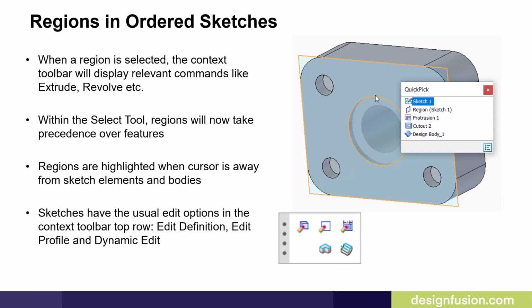When a region is selected, the context toolbar will display relevant commands like extrude and revolve. The typical edit definition, edit profile, and dynamic edit commands are also found on the context toolbar. Within the select tool, regions will now take precedence over features. Regions are highlighted when the cursor is away from sketch elements and bodies. Regions will also appear in the quick pick list.